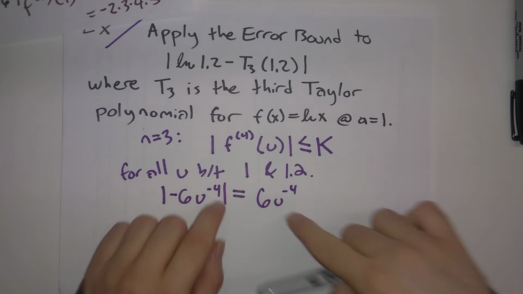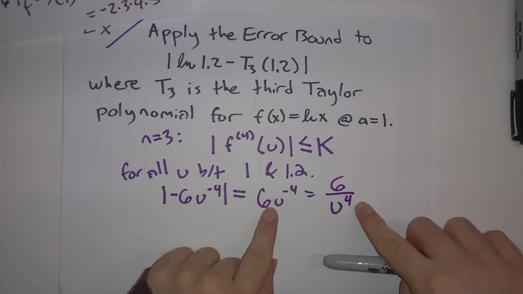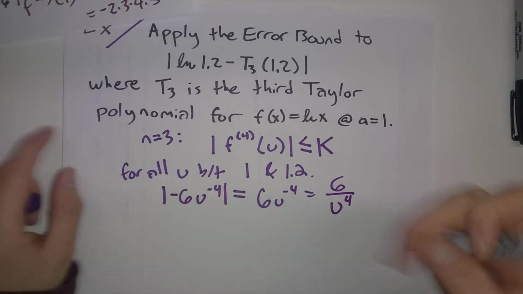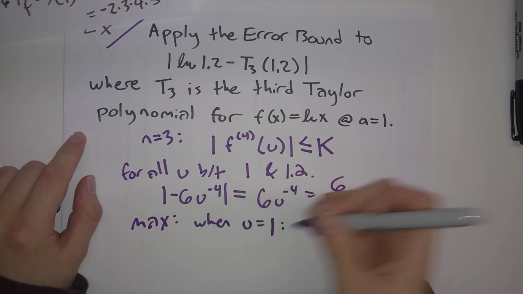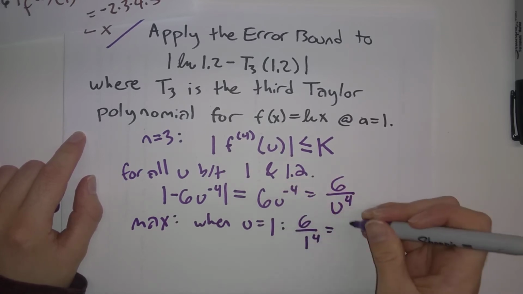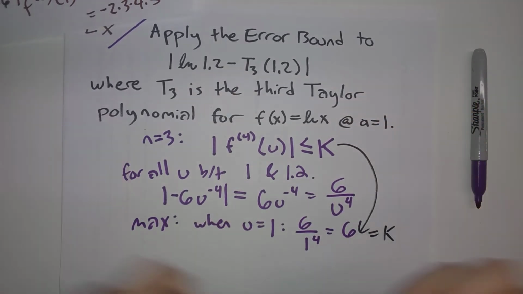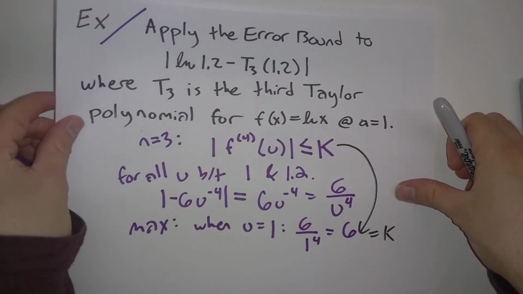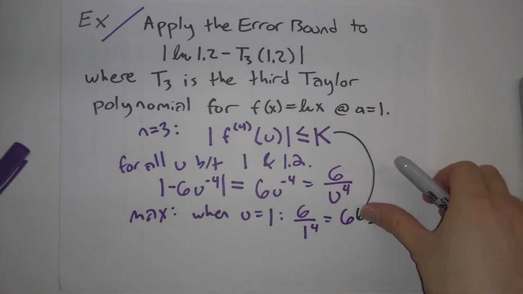And note that this is a decreasing function. As u gets bigger and bigger, 6 over u to the 4th gets smaller and smaller. So the maximum here is when u is equal to 1, and that max value is 6 divided by 1 to the 4th, which is 6. So we're going to take k to be 6. So now at this point, we are ready to use our error bound. So we've got that k in here. So what does this say?